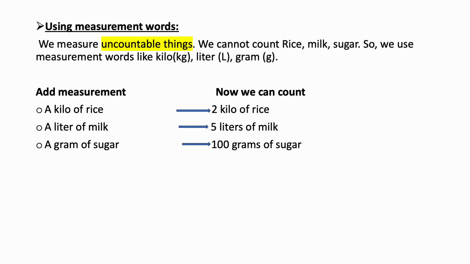Using measurement words, we measure uncountable things. We cannot count rice, milk, sugar, so we use measurement words like kilo, liter, and gram. We say a kilo of rice, a liter of milk, or a gram of sugar. Now, with these measurements, we can count them like 2 kilos of rice, 5 liters of milk, and 100 grams of sugar.